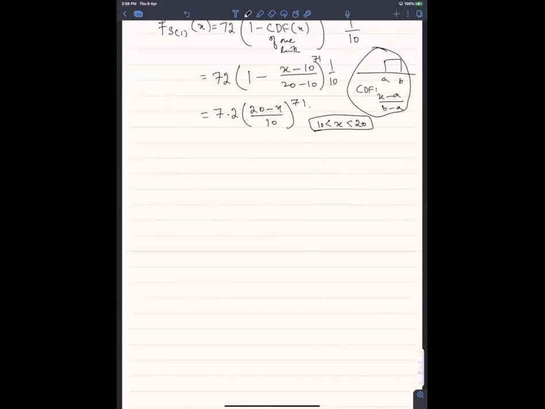सो इसको प्लॉट करते हैं. सो प्लॉट अगर इसको करें, सो 10 के लिए और 20 के लिए, इसको 10 के लिए अगर प्लॉट करें तो we get 20 minus 10 over 10, which is 1 power 7. So this will turn out to be 7.2. ये 7.2 और ये आपके पास स्ट्रेंथ है 7.2, ठीक है.